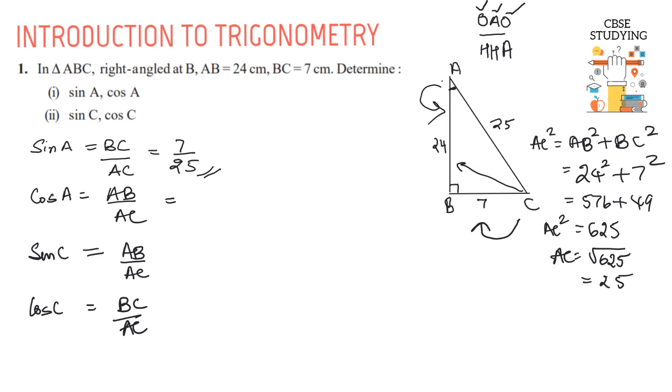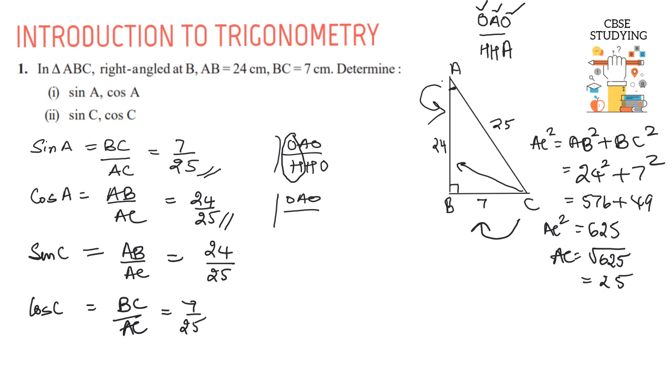Cos A is AB by AC. AB is 24, AC is 25. Sine C, AB is 24, AC is 25. Cos C, 7 by 25. Right? Same formula we have used everywhere, that is OAO by HHA. So here we have used O by H, and here we have used A by H for cos. Okay, simple as that. Let's move to the next question.